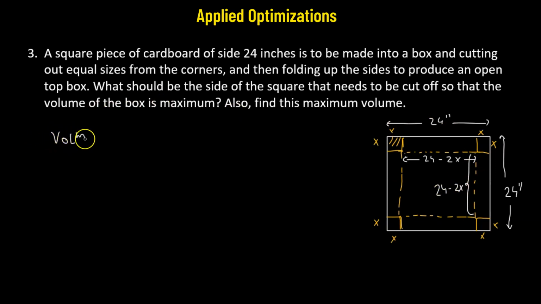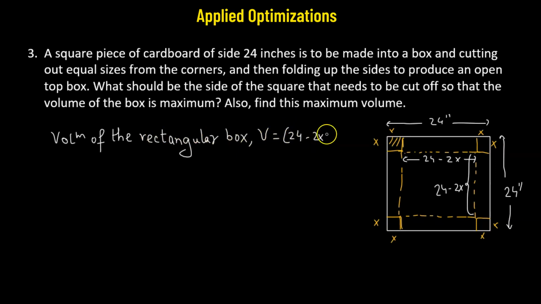So the volume of the rectangular box, which is denoted by V, will be equal to 24 minus 2x. Since the base is a square base, this is simply squared, multiplied by the height. So our height will be the length x. So this is the volume of a rectangular box. We can also simplify this. We can multiply this expression to get 4x cubed minus 96x squared plus 576x. So let's consider this as equation number 1.